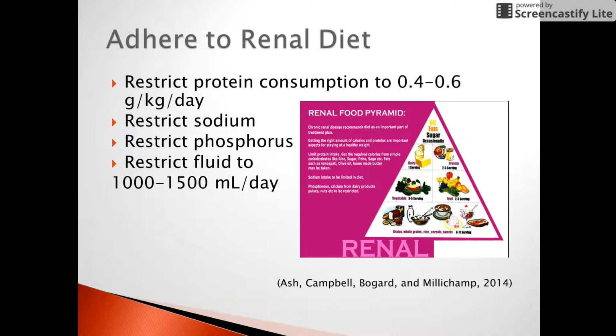In renal failure, one of the metabolic waste products that the kidney has trouble filtering is protein waste products called urea, causing them to build up in the blood. For this reason, it is recommended that patients with renal failure restrict their protein consumption to 0.4 to 0.6 grams per kilogram per day. Sodium should be restricted as it contributes to high blood pressure. Phosphorus should be restricted as excess phosphorus contributes to bone weakening, hardening of the coronary arteries, and itching. Also, with the increased risk for fluid overload, patients often are required to restrict their fluid intake to roughly 1,000 to 1,500 milliliters per day.